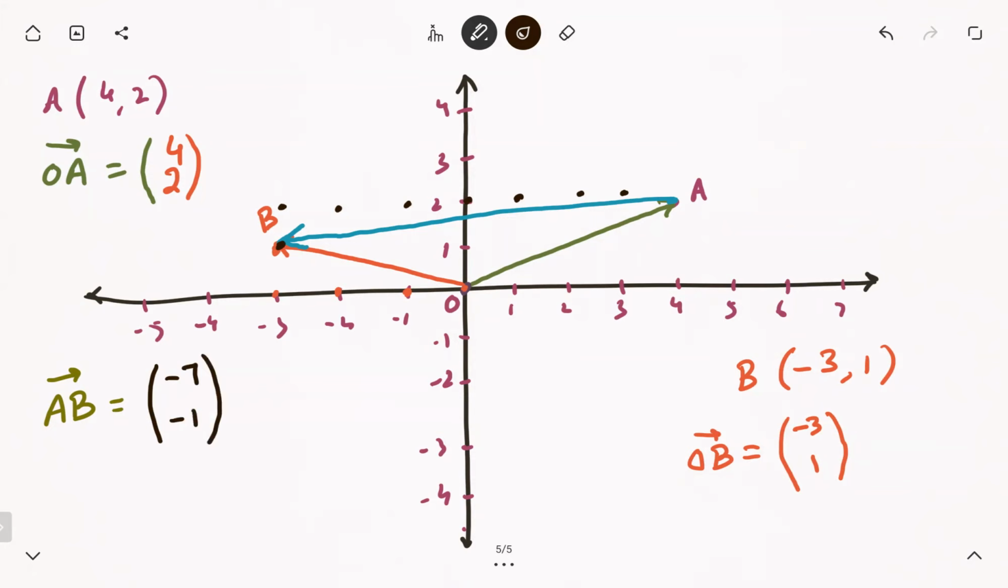But ये तो हमें पहले भी आता था, नया क्या हमने पढ़ा यहाँ पे? I want to tell you another method to find the vector AB when OA and OB are given. जरा देखिएगा.